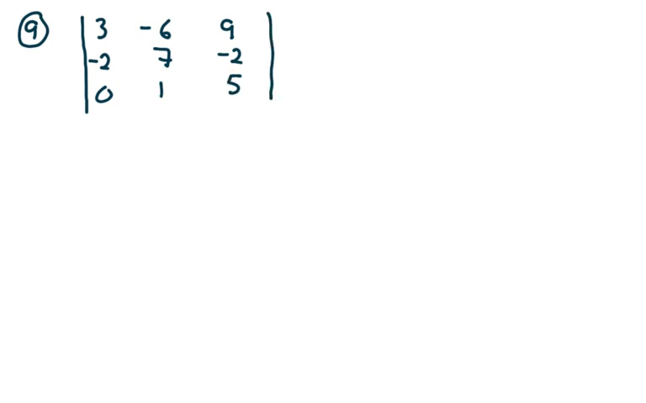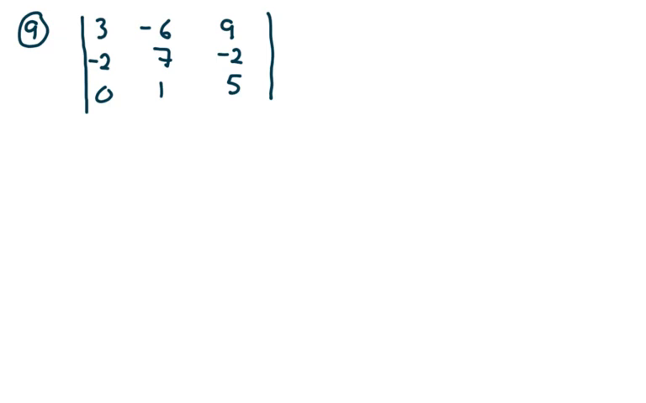Now, let's take a look at problem number 9. Now, I want to look at the determinant of 3, negative 6, 9, negative 2, 7, negative 2, 0, 1, 5. This one's a really good question. So we can use a combination of row operations and cofactor expansion to do this problem.